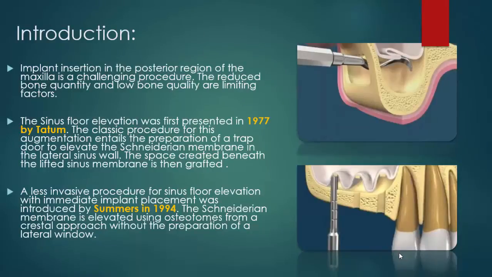So, as an introduction to my lecture today, we know that the first sinus elevation was published in 1977 by Tatum. The classic procedure for this augmentation entails the preparation of a trapdoor to elevate the Schneider membrane in the lateral sinus wall, and then the space created beneath the lifted sinus membrane is grafted. Then Summers in 1994 came with a less invasive procedure for sinus wall elevation and with immediate implant placement, in which the membrane is elevated using the osteotome from the crestal approach without the preparation of the lateral window.